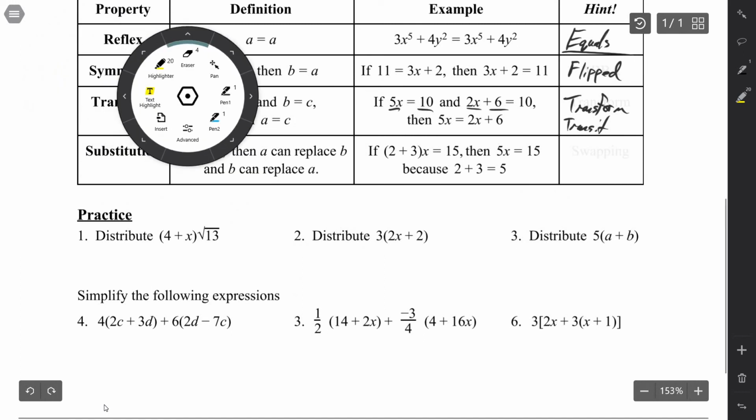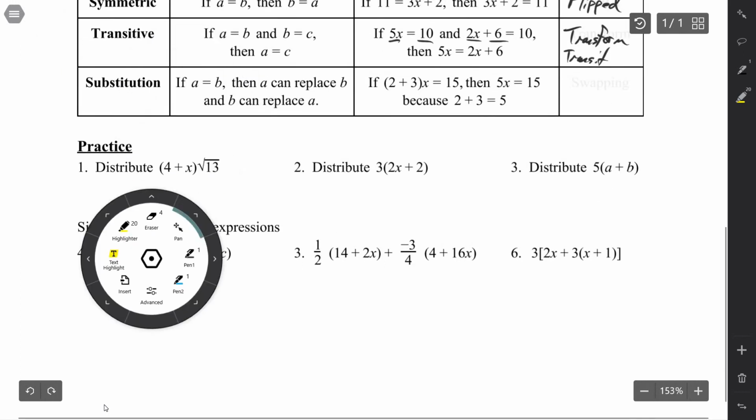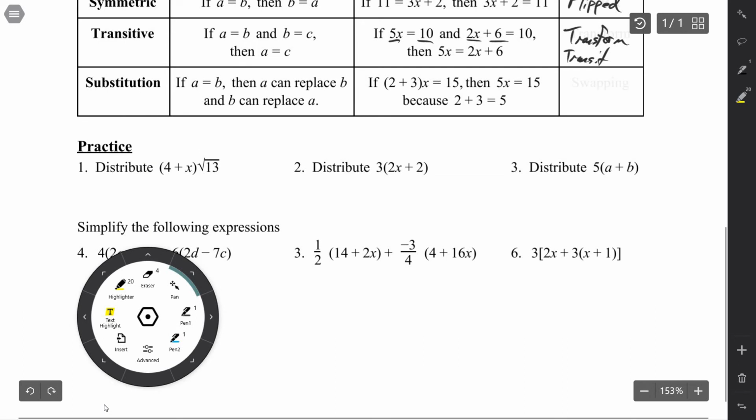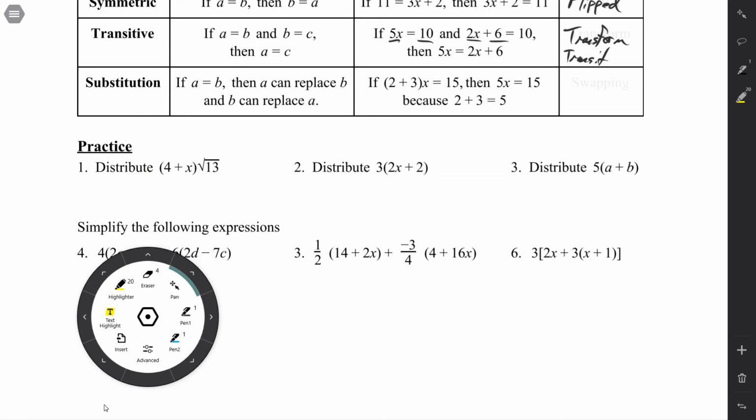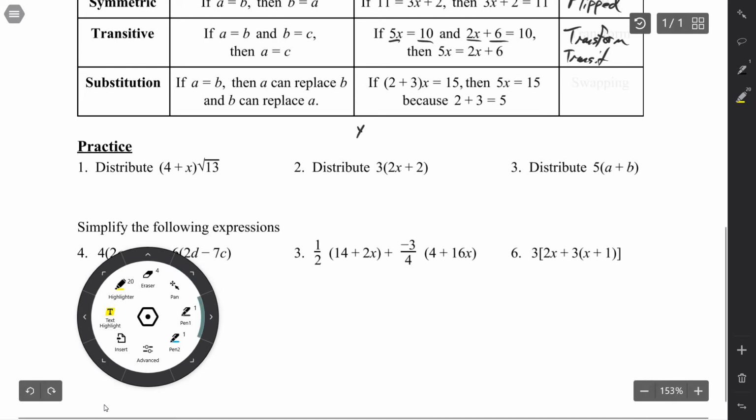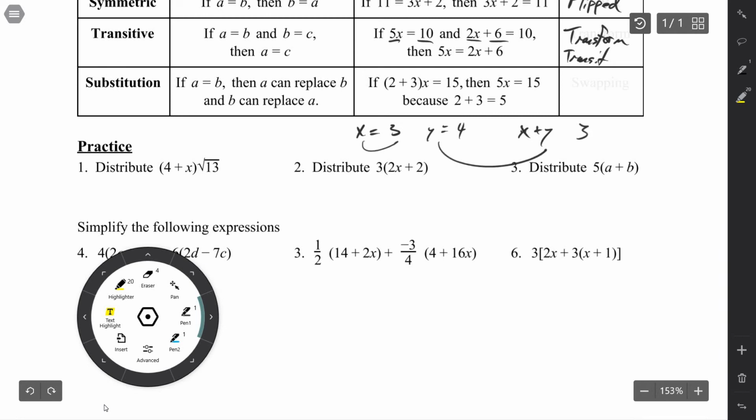The next would be substitution, and this is something that I know you guys already have used plenty of times. If A equals B, then A can replace B and B can replace A. And you do this in phrases. If someone says, okay, x equals 3 and y equals 4, what does x plus y equal? Well, that's just as simple as substituting out. So we know x equals 3, so instead of writing x, we can write 3, and we know y equals 4, so we can just write 4, and that'd be 7. So it's just substitute in or swapping out.